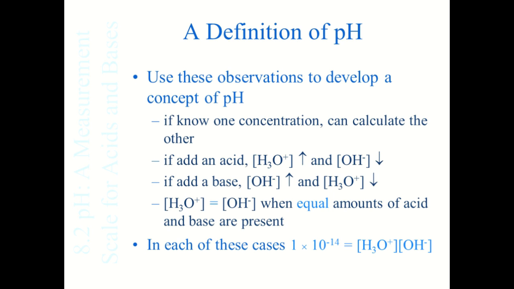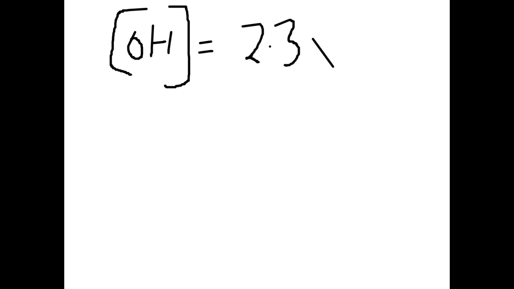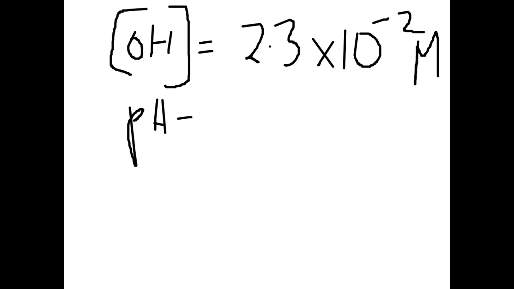We're going to look at different kinds of problems. The other question that I could ask you is, what if I give you the OH minus concentration? Let's do this problem. What if I say the OH minus concentration in a solution is 2.3 times 10 to the negative 2 molar? Always, square bracket. What is the pH of this solution?